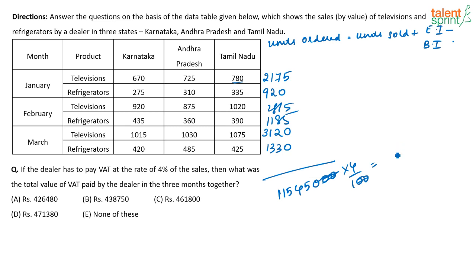So what will you get the answer here as? You will get the answer as 461800. Yes, 461800, that will be your answer. Anyone got this answer? Answer will be option C.